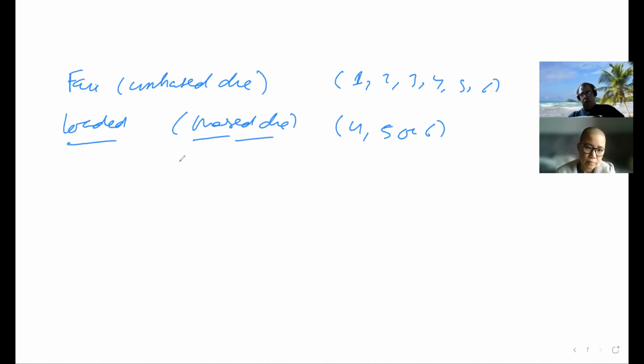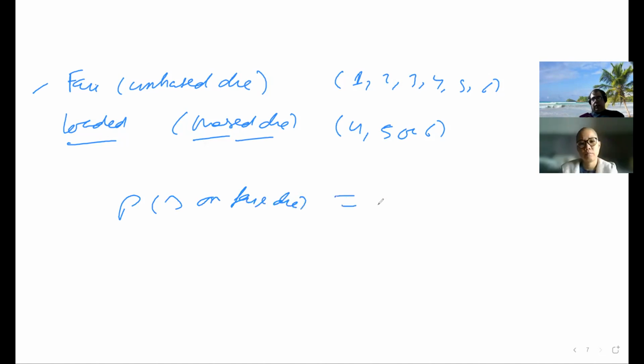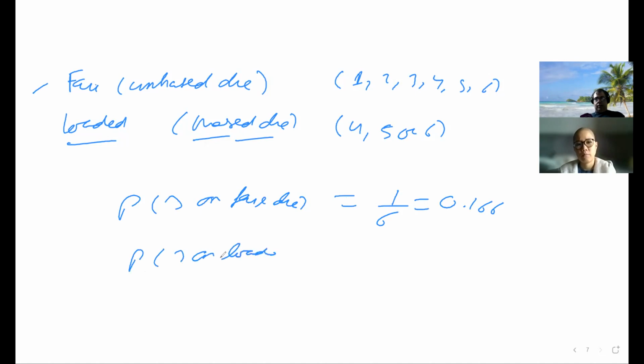Okay. Right. So the probability of getting 3 on a fair die is equal to 1 by 6. That is 0.166. It is given to you, right? And the probability of getting 3 on a loaded die is equal to 0.6, right? And you can choose either of the dice, fair die or loaded die.